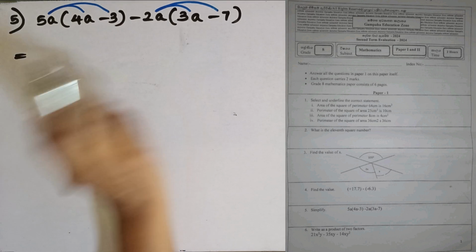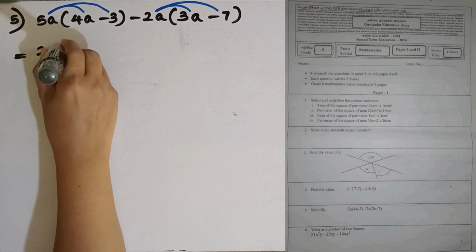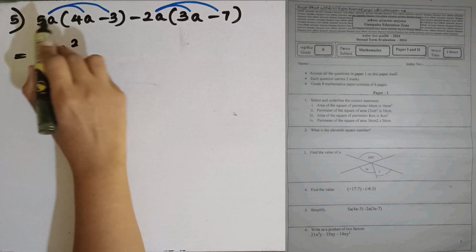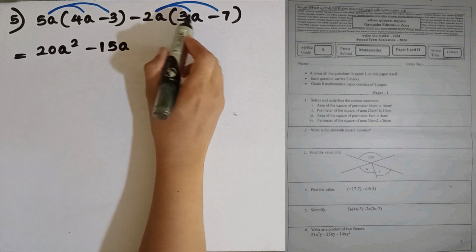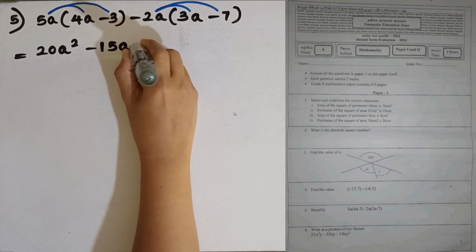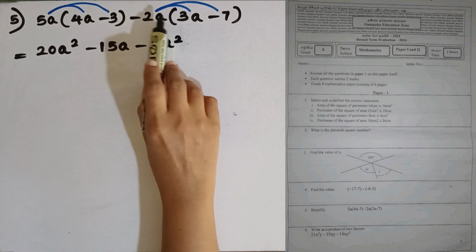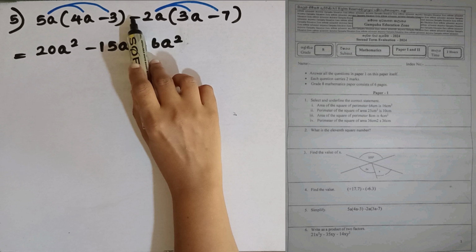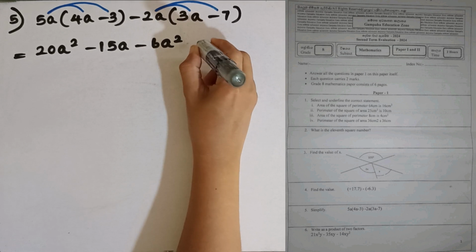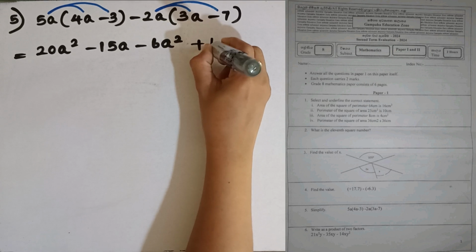We have to remove the brackets. 5a times 4a, that is 20a squared. Then 5a times minus 3, that is minus 15a. Minus 2a times plus 3a, that is minus 6a squared. When multiplying a negative term with a positive term, it becomes negative. When multiplying a negative term with a negative number, it becomes positive. So minus 2a times minus 7 is plus 14a.